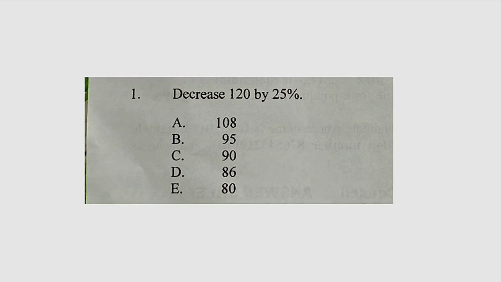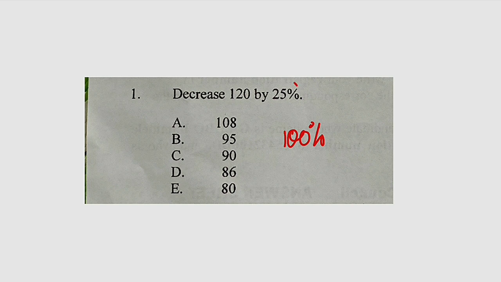Question number 1, we are asked to decrease 120 by 25%. One thing I always advise my students is that if a question can be solved using calculator, go ahead and do that in order to save time, right? But for me, I'm going to show you the workings. If you want to reduce a number by a certain percentage, you should remember that any number in its original form is always 100%. So any number in its original form is 100%.